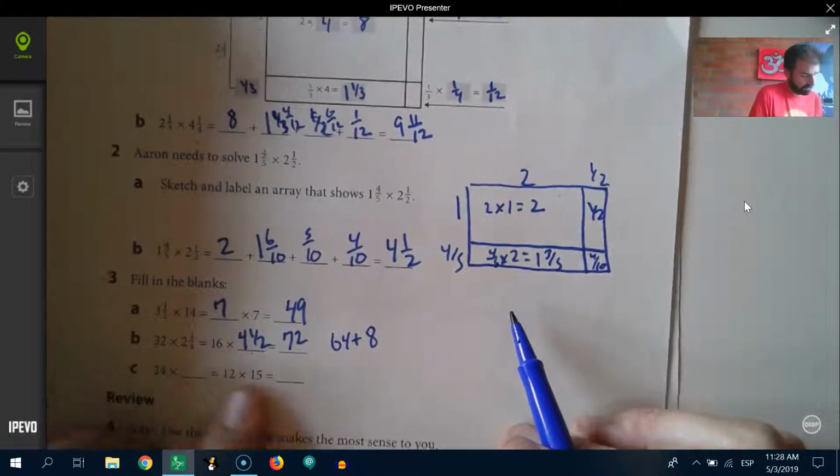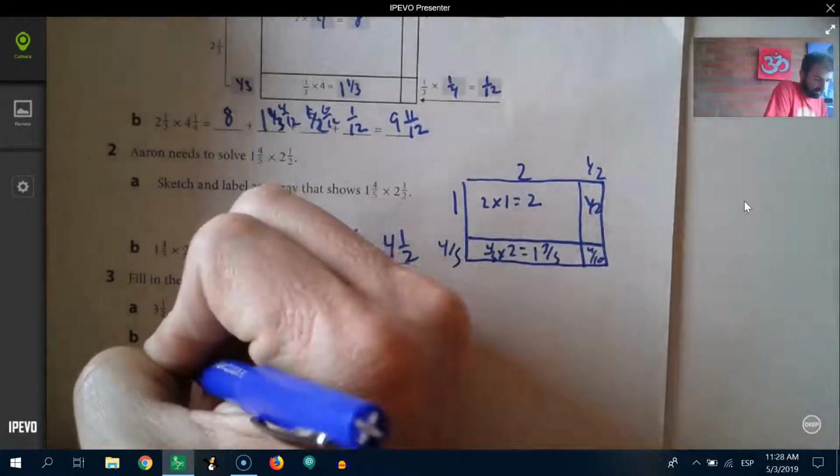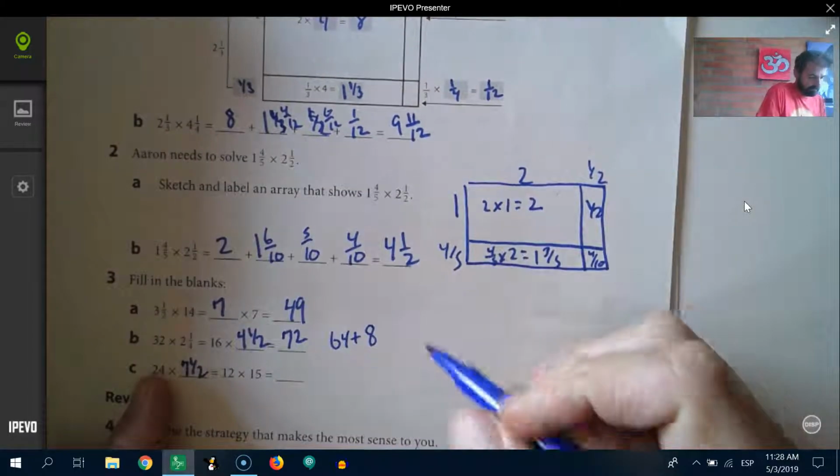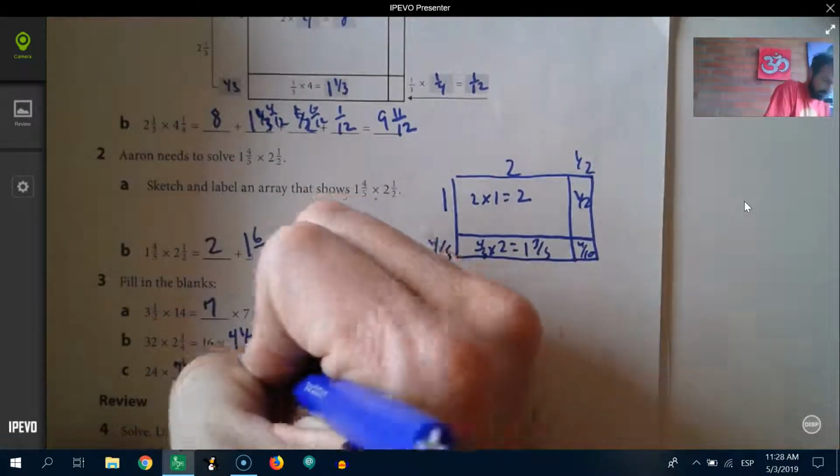24 times something equals 12 times 15. So 7 1/2. 12 times 15, 30 times 6, 180.